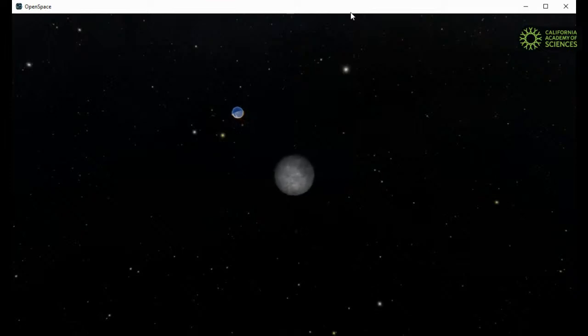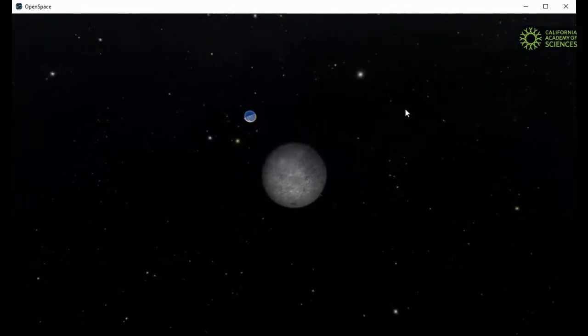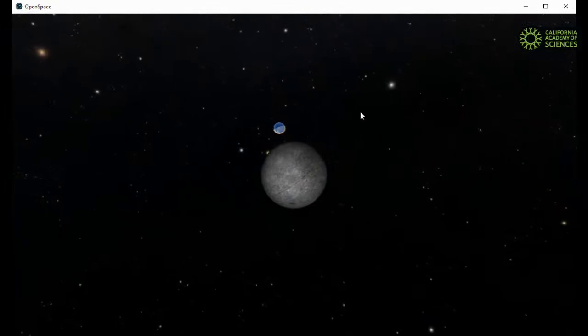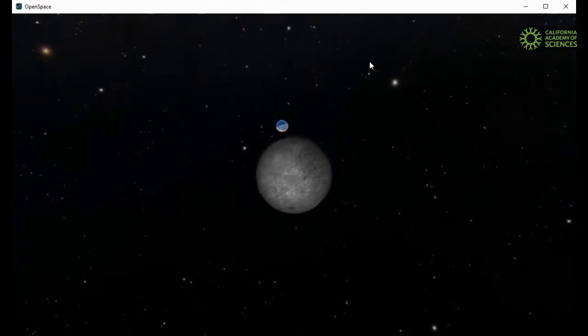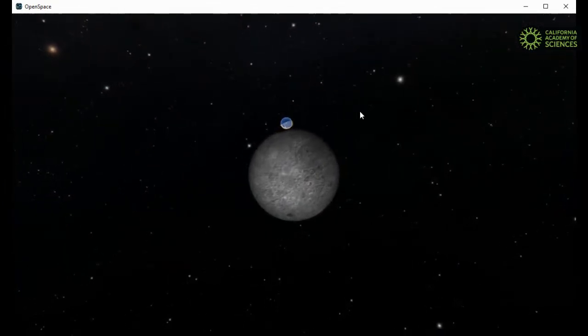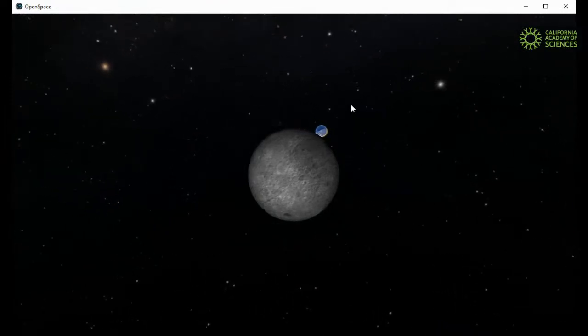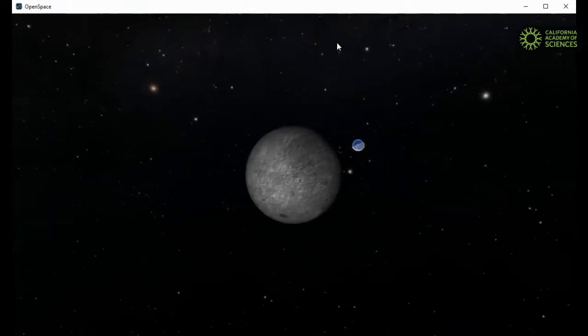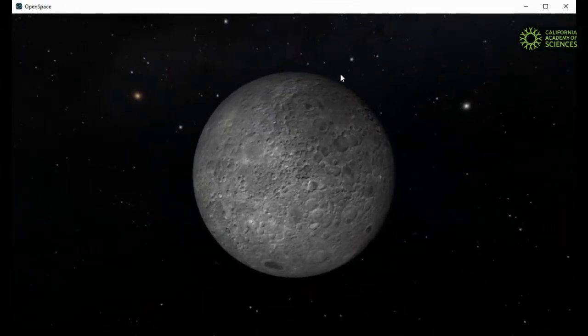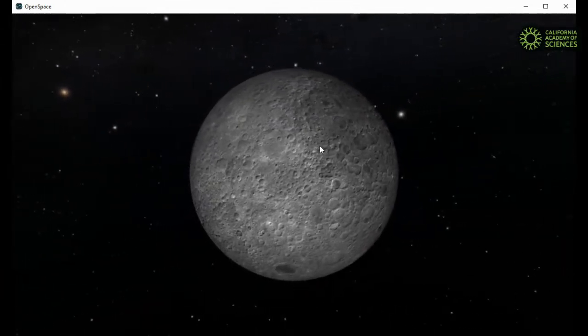As we dive in towards the moon, I don't know if you've seen the moon the past few days. It's just been a teeny tiny crescent. And this software is actually showing us the accurate position of the moon, so we see the moon lit up. But does that look like the moon you're used to? Probably not. This is the far side of the moon.